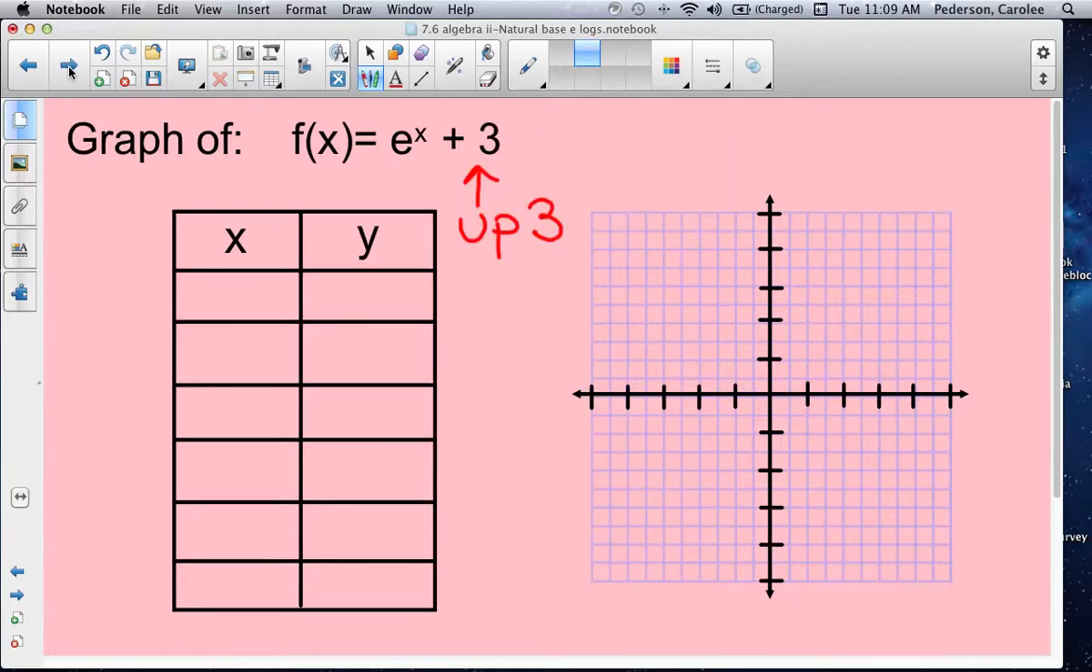So I'm just going to graph the parent function first for f of x equals e to the x. So from the previous slide, over 0, up 1, over 1, up 2.71, over 2, up around 7 here. So here is my parent function. If I take those 3 ordered pairs and I shift them up directly 3 units, here's my critical point now.